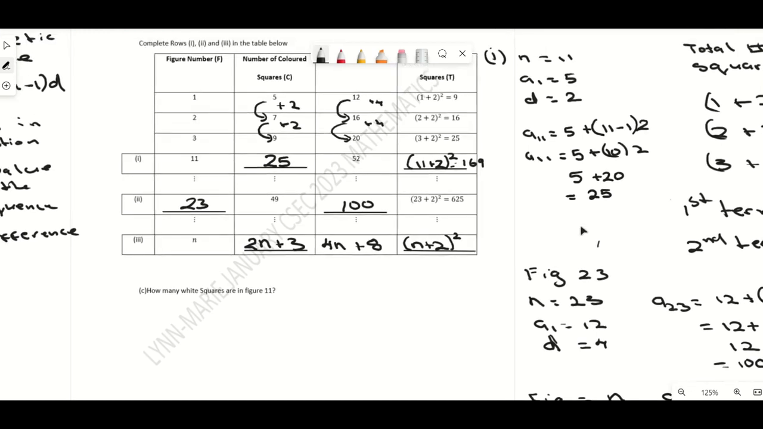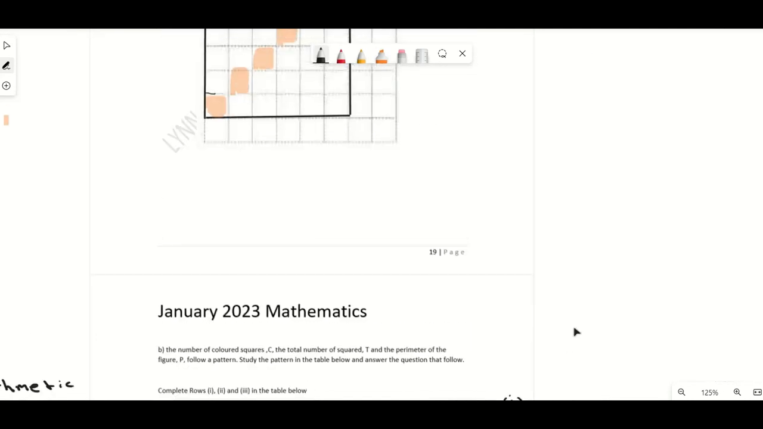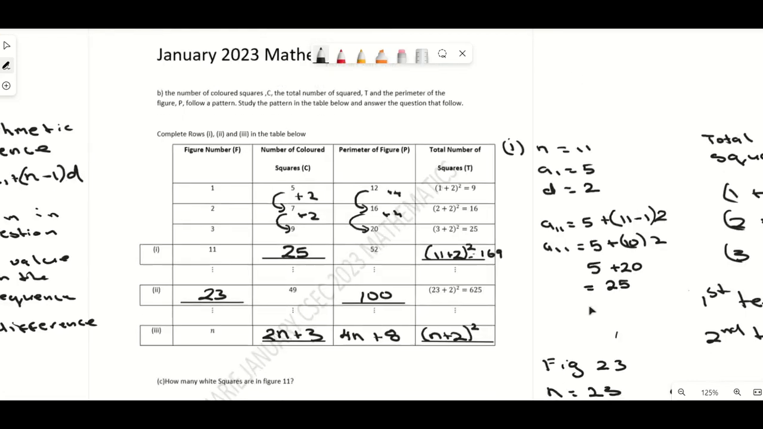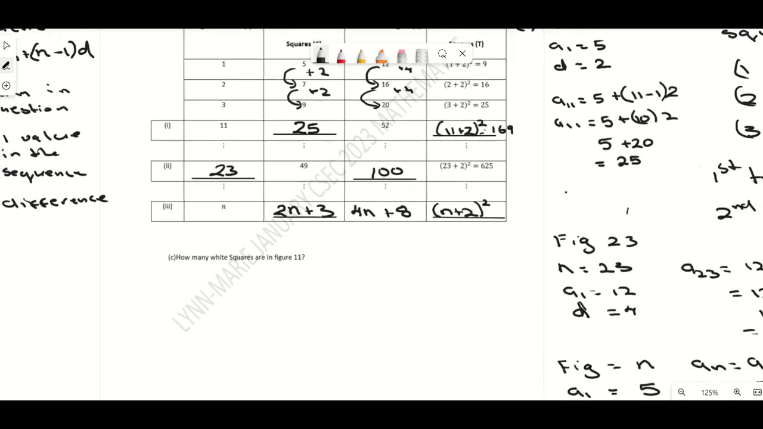As I said, guys, if you have these formulas for n, it is super easy to do the rest of the table. So this is how you would fill out this table. Now let's look at part C. It asks you how many white squares in figure 11. If we look at the pattern here, your white squares would obviously be all the squares minus the shaded squares. They told you the total number of squares and the number of colored squares.